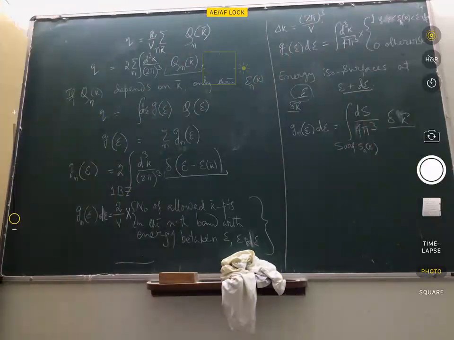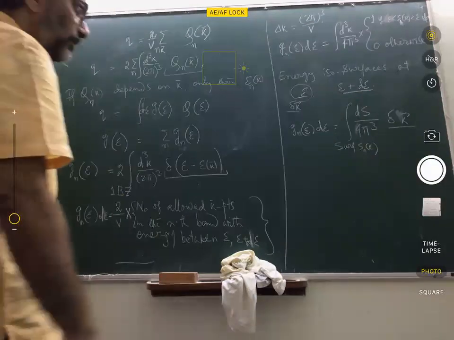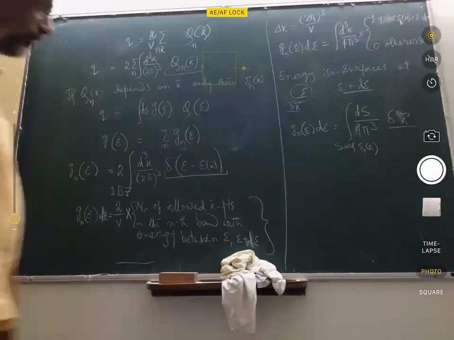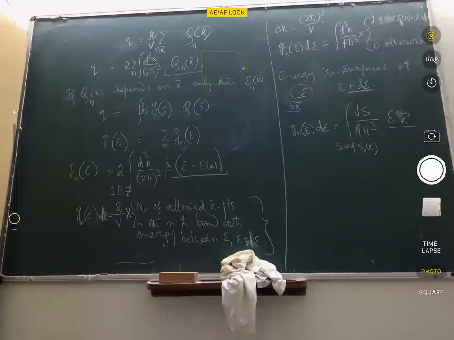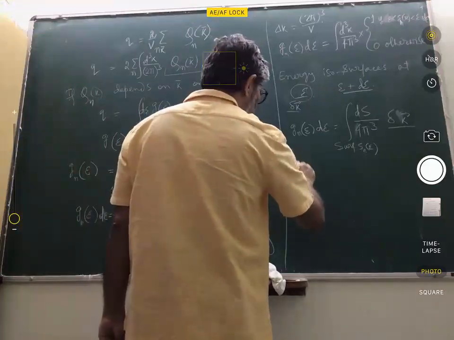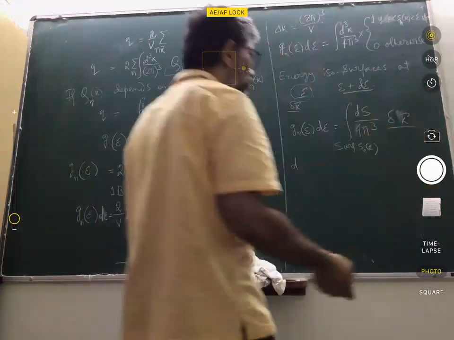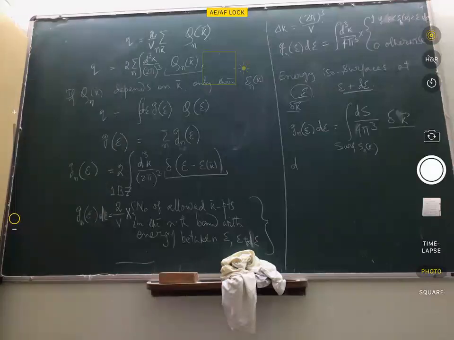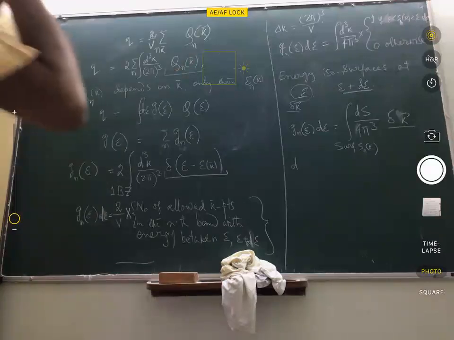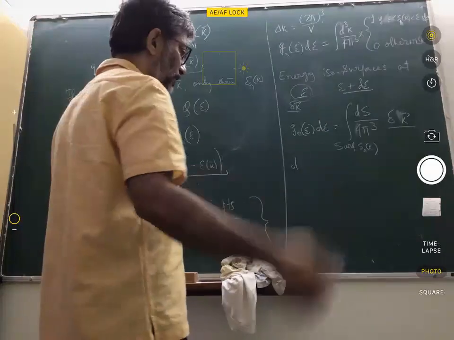Okay, so how does that help us? The first thing is we have to evaluate what delta k is. So how do we calculate delta k? Remember these are two isosurfaces. I don't know how to draw it because it's difficult. I'll try to show you later some figure from the book.